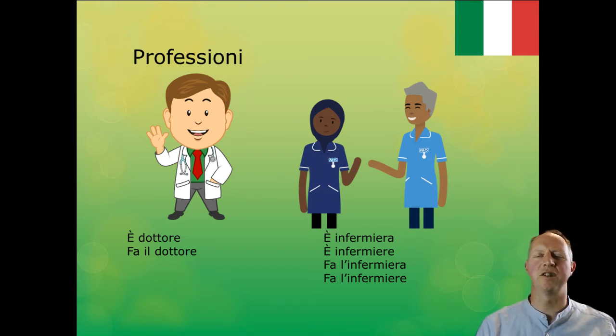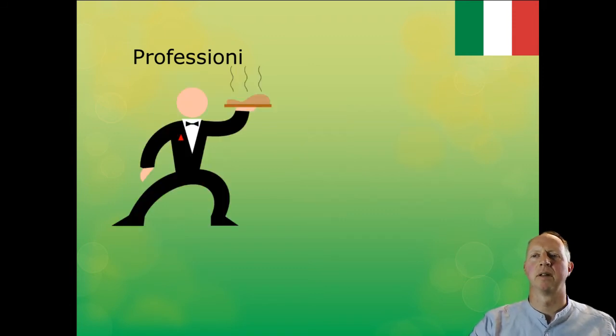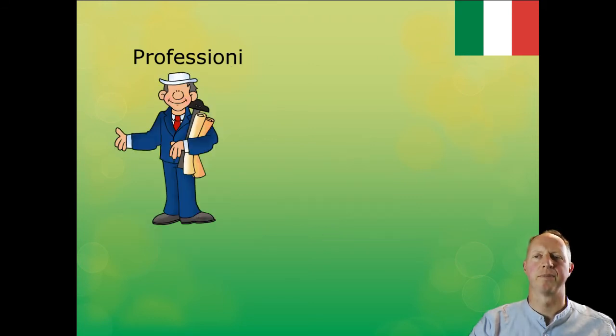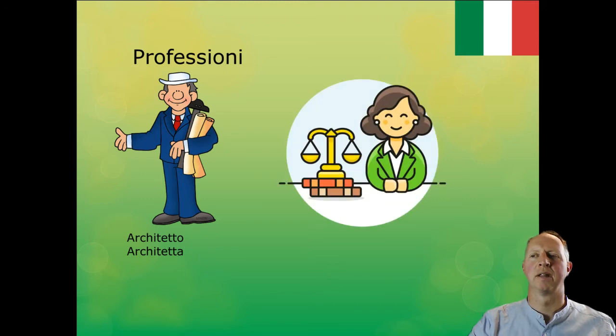So she works the nurse, fa l'infermiera. He works the nurse, fa l'infermiere. Okay, a waiter is cameriere for male, cameriera for female. And a shop assistant is commesso or commessa. Okay, architect is architetto. And lawyer is avvocato, or here a female lawyer, avvocata.